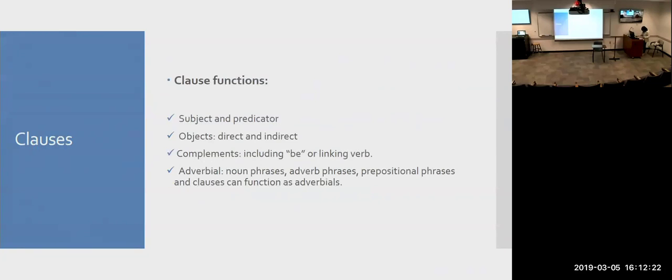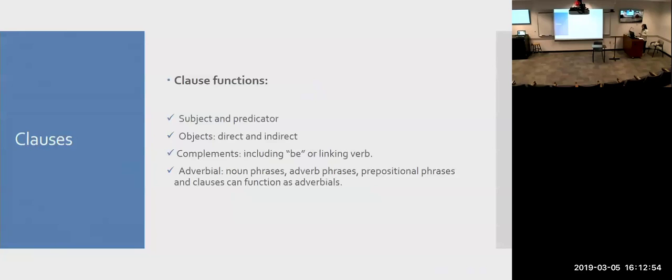You can check our textbook on page 141. It shows the words in italics and the words in bold face italics, that is indirect. Now the third type is complements.